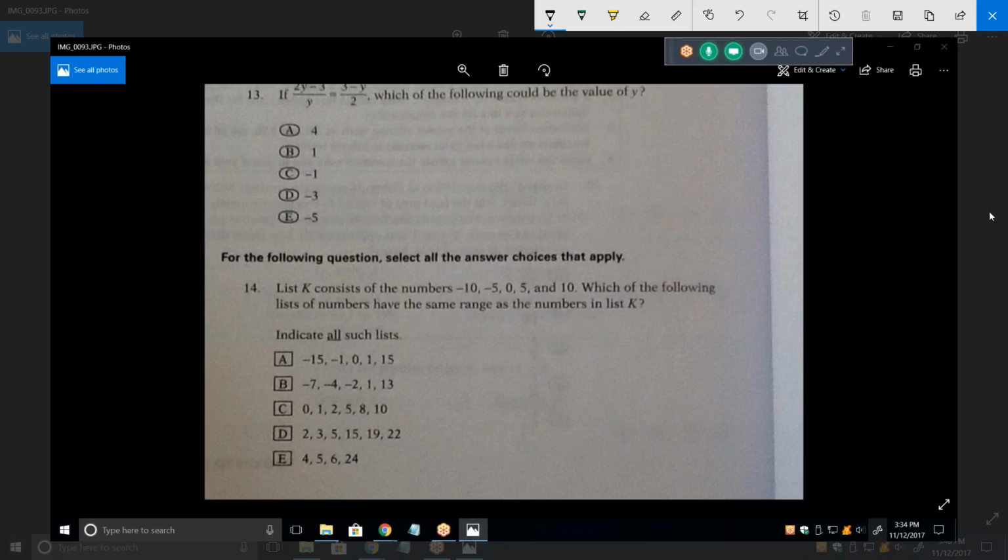All right, let's see. I haven't looked at these at all in detail. I was just trying to find the order of the problems.